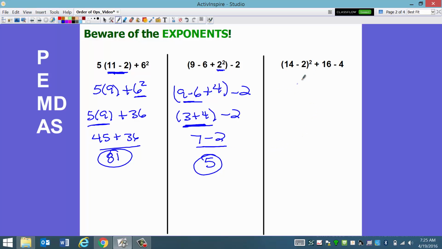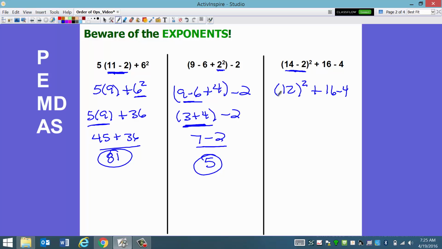Okay, our last example. Here the exponent is on the outside of the parentheses, and that's okay. PEMDAS says to do the parentheses first, what's inside the parentheses. So I start with that. 14 minus 2 is 12. I'm going to keep it inside the parentheses because the square goes on the outside of it. Bring down the plus 16 minus 4.